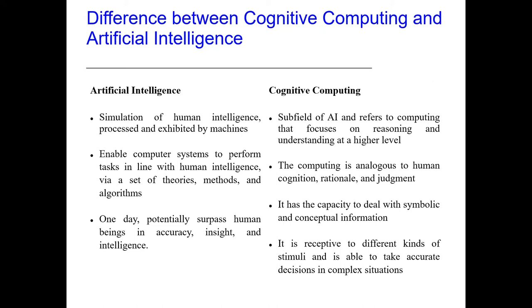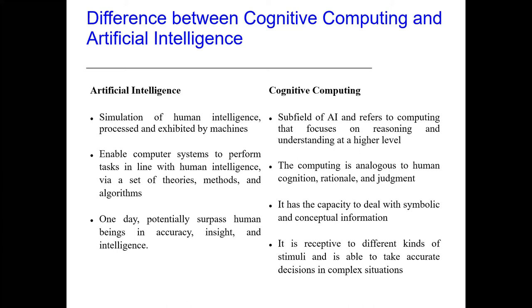So one day, probably this artificial intelligence will surpass the human brain in terms of accuracy, insight, and intelligence. Because one of the limitations of the human brain is that humans become exhausted. Many times we become exhausted in a lot of situations. Suppose you're given too many assignments or works or tests, then probably there is a tiresomeness in us students, right? So that is the natural tendency of a human being.